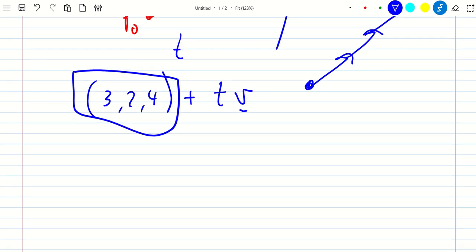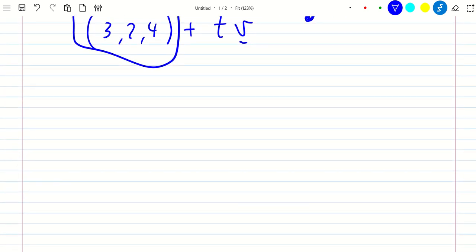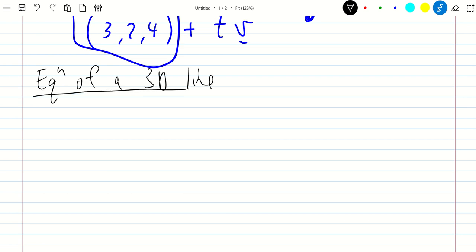And so let's actually have a look at what that looks like. So what is the equation of a line? Okay, so the equation of a 3D line. Okay, so if that line passes through a point, I'm going to abbreviate things.